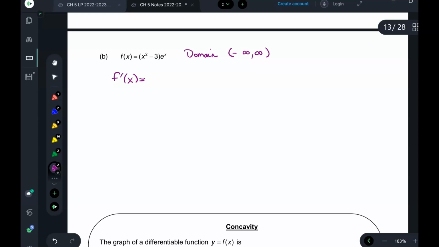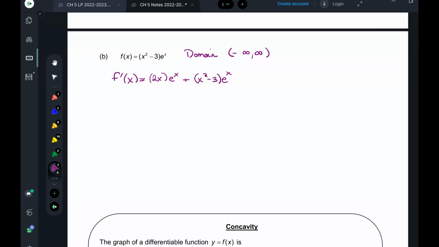Okay, so we'll make x squared minus 3 our u, so 2x e to the x plus x squared minus 3, and the derivative of e to the x is e to the x. Now, in the past, I would say don't multiply this out, if I was just asking you to find the derivative. But because we want to find where it's equal to 0, I do want you to factor.